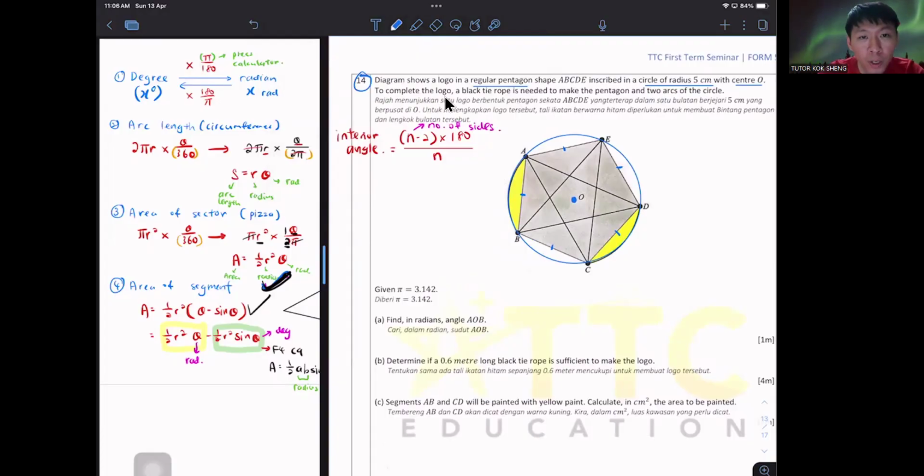Okay, to complete the logo, a black tie rope is needed to make the pentagon and 2 arcs of a circle. So to complete the logo, you have to get a rope to make the pentagon and 2 arcs of a circle. This sentence here, not sure you can understand or not. It means that to get the pentagon, the star shape right in the middle there, you have to use the rope to tie it around. This one means the total length of the pentagon.